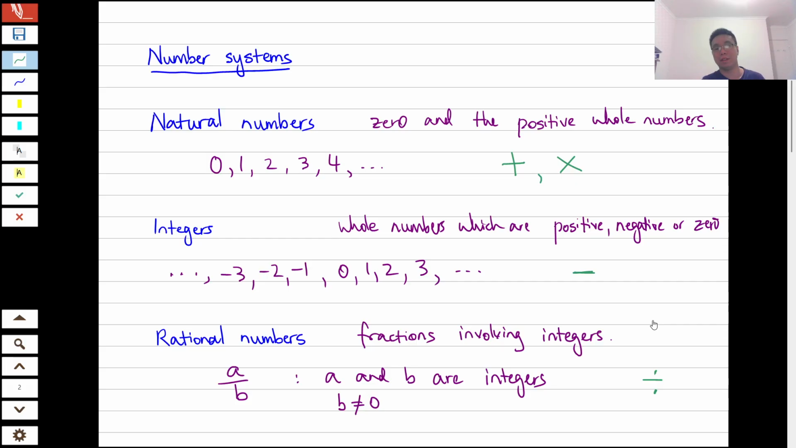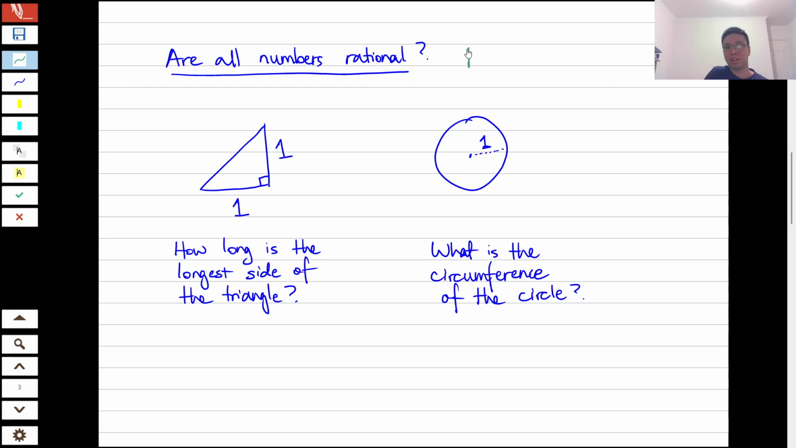Now, the question that I want to put on the table for this lesson is, are there any other kinds of numbers? Can we, as human beings and students of mathematics, make sense of the real world and do everything that we want to do with just these three number systems? That's the question. Are these three number systems enough? And a surprising answer to that question is no.